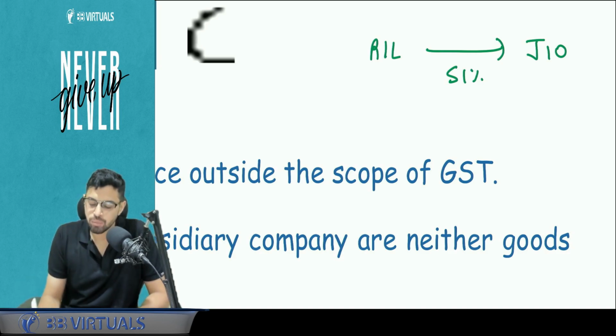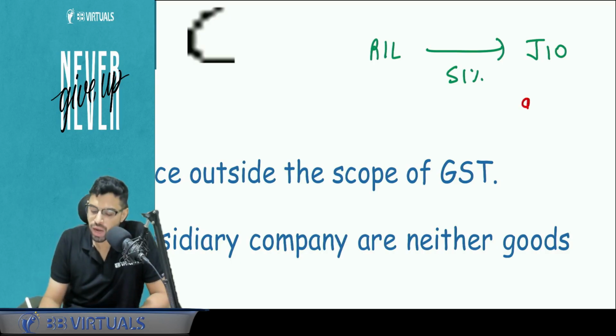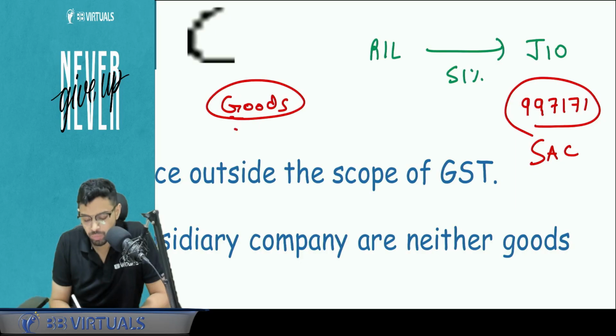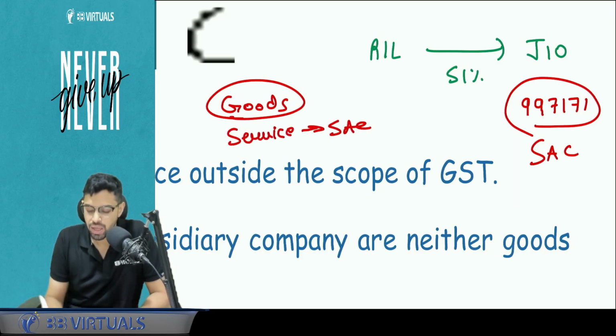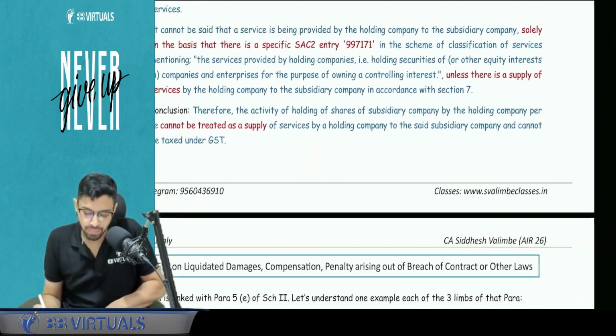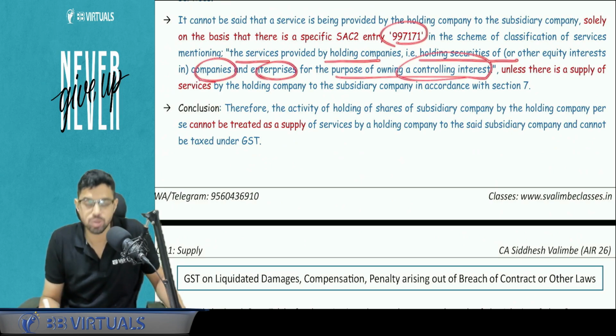Now the question may come to your mind, sir, why was this clarification required? Clarification was required because there is an entry 997171. Entry means SAC code. So all the goods have an HSN code, Harmonized System of Nomenclature, and all the services have a service accounting code. This particular entry reads that services provided by holding companies, that is, holding securities in companies and enterprises for the purpose of controlling interest.